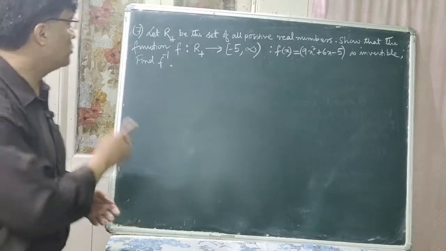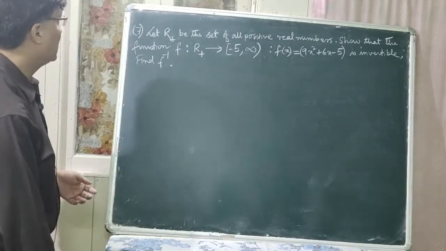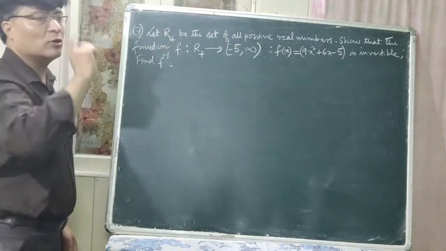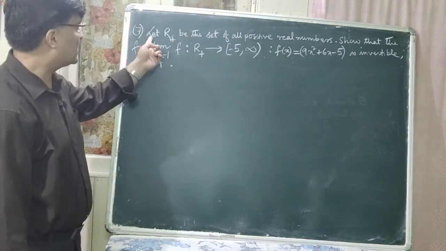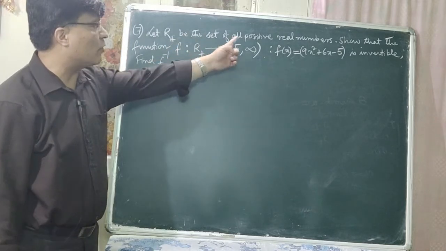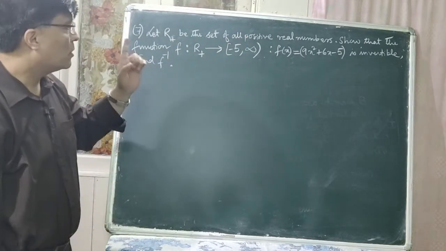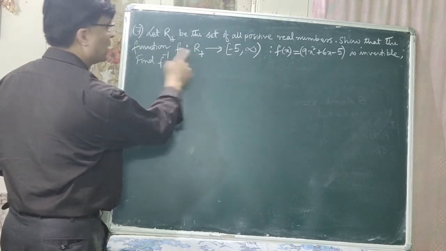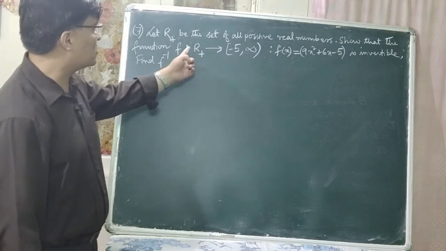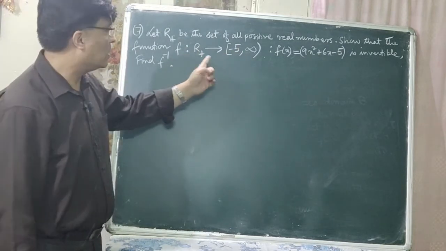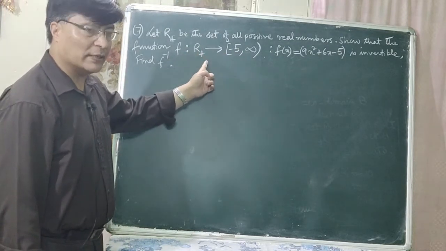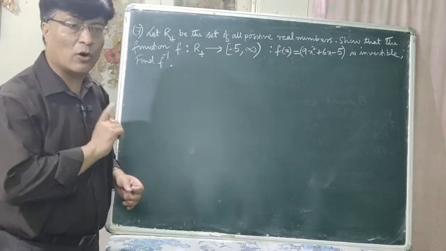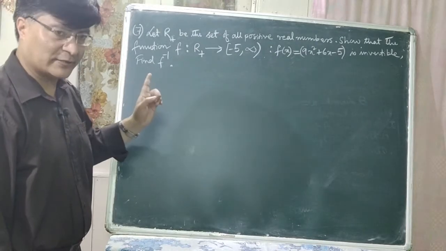So now we'll do this question, that is question number 7. Let R plus be the set of all positive real numbers. You have to show that the function f with domain R plus, here the domain is all positive real numbers. That is, the domain is all positive values of x.